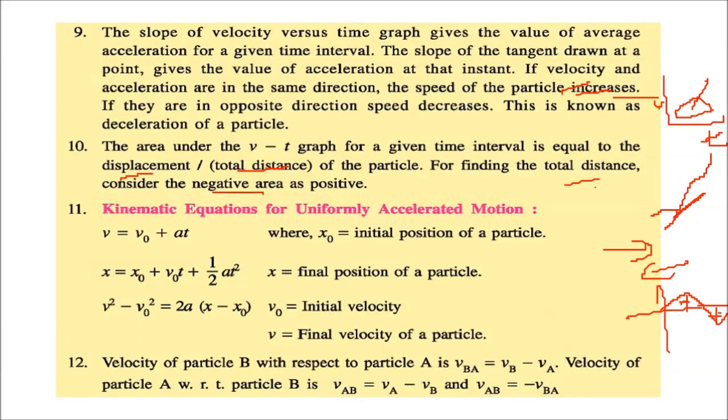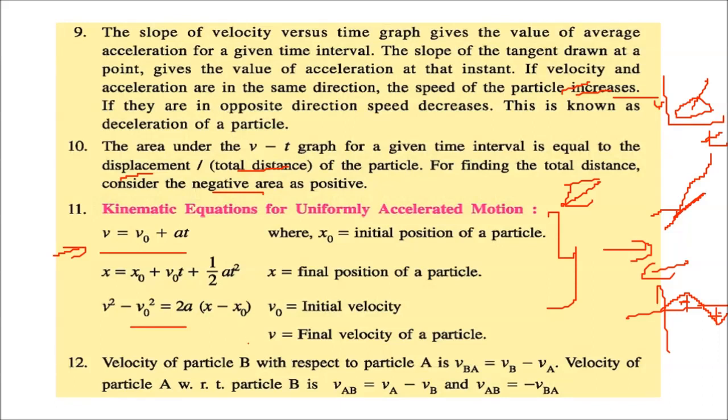There are certain kinematic equations for uniformly accelerated motion. V equal to V0 plus AT. So V equal to U plus AT. S equal to UT plus half AT square, and V square is equal to U square plus 2AS. These are the equations, and in the chapter-wise discussion, we use them like this.